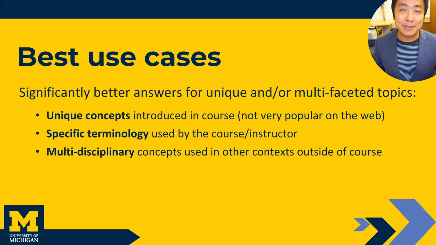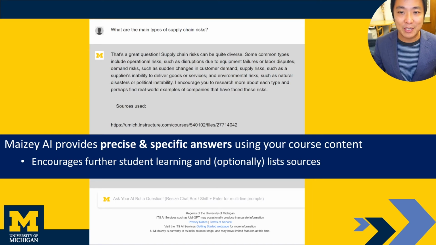Essentially, Maizey significantly outperforms ChatGPT in general, and particularly thrives where specifics matter, like course unique concepts, your chosen terminologies, or intricate multifaceted topics. In these situations, because Maizey is trained specifically using your course content, it can deliver much more accurate and specific answers. And with simple instructions, it can further suggest resources and prompt the student to learn even further.